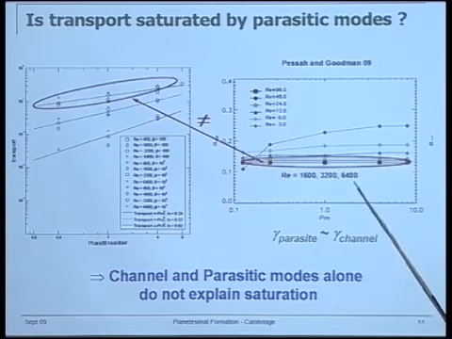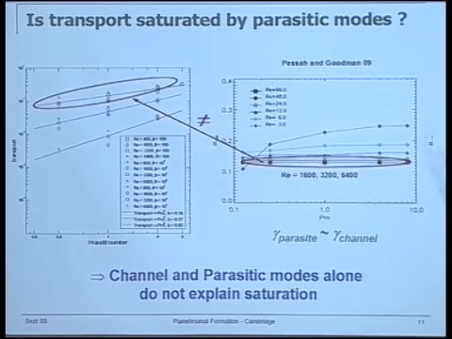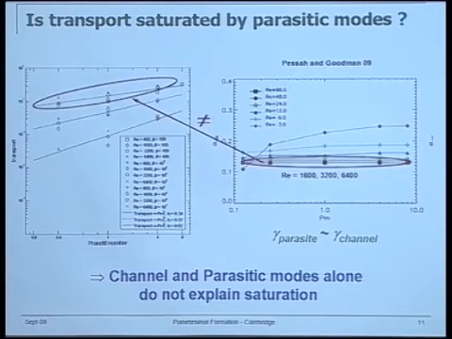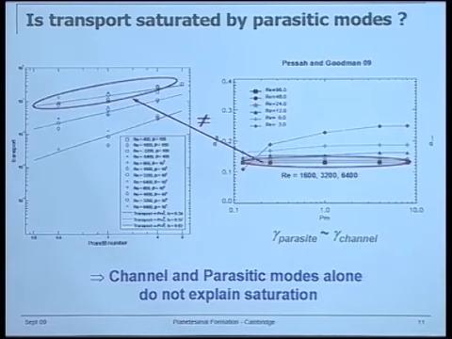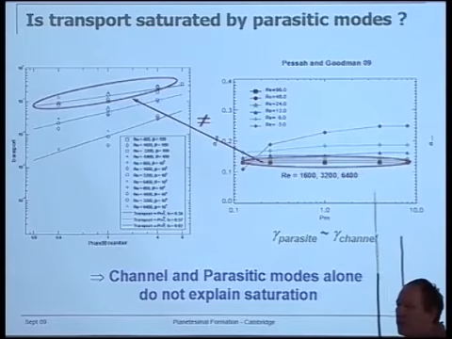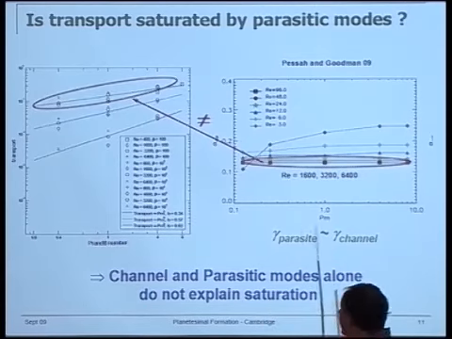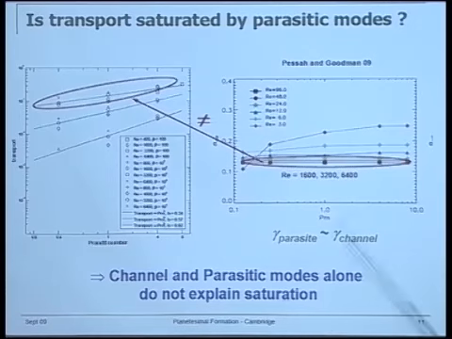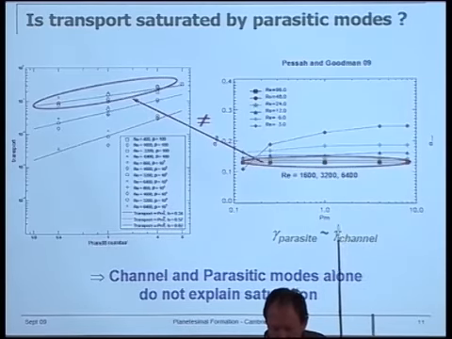There is no reason that these large Reynolds number and magnetic Reynolds numbers, the channel mode is a large scale mode. The parasitic modes are large scale modes. Again, there is no reason that they are really affected by dissipation. So the conclusion for this question is most probably just channel mode and parasitic modes alone can't explain the transport saturation, the magnetic Prandtl number dependence on transport.